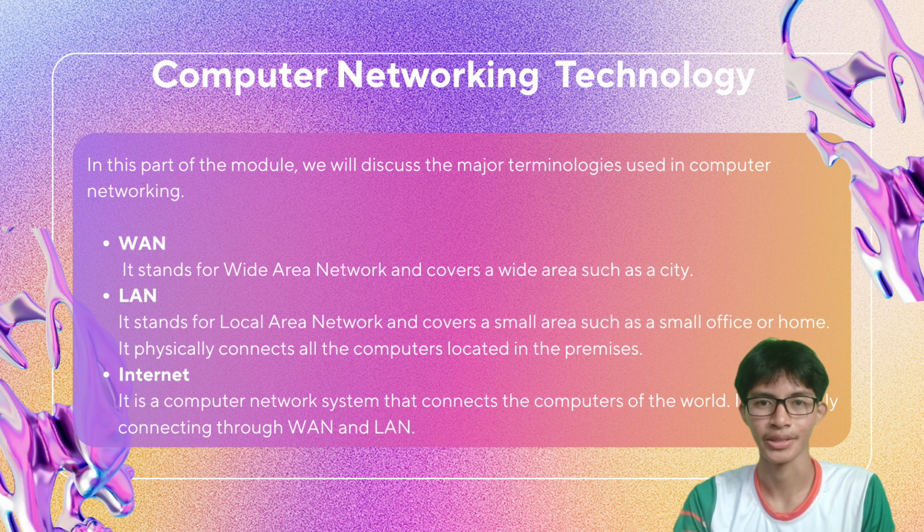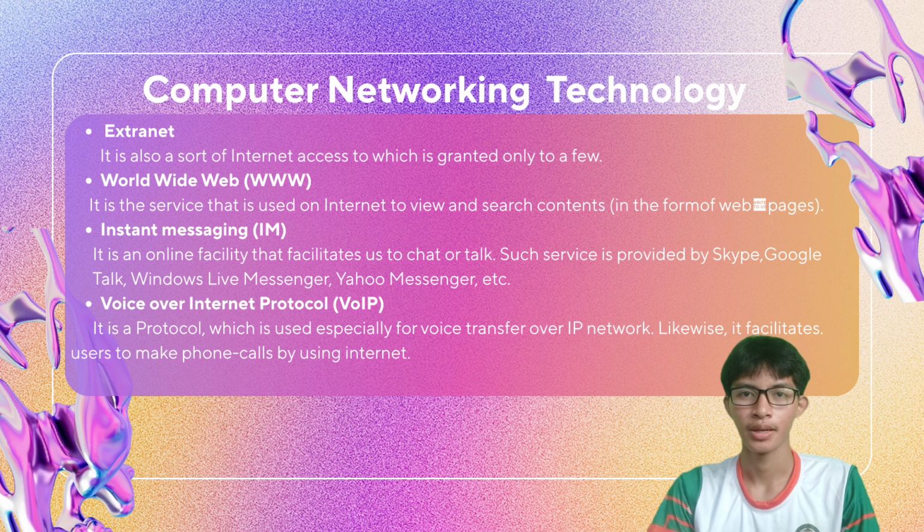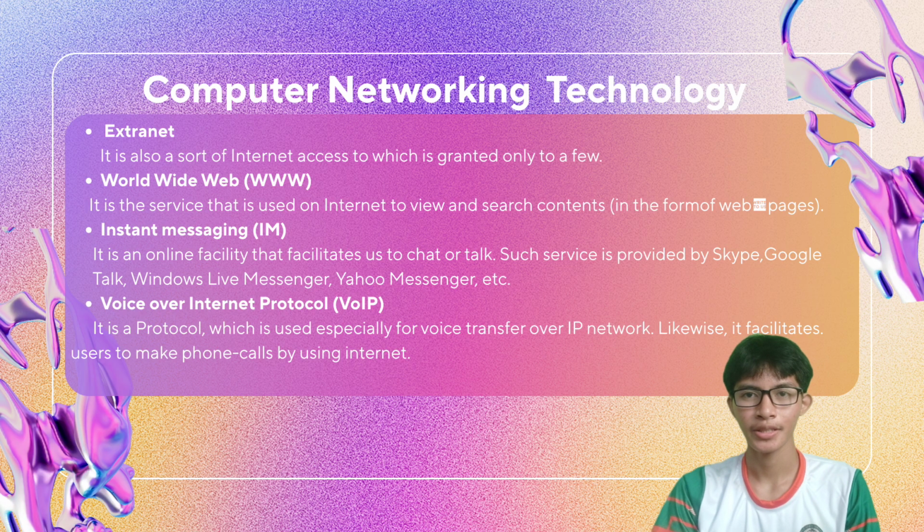And the third one is Internet. It is a computer network system that connects the computers of the world. It is normally connected through WAN and LAN. Next is extranet, also a sort of internet, access to which is granted only to a few. World Wide Web, or the WWW. It is the service that is used on internet to view and search contents.